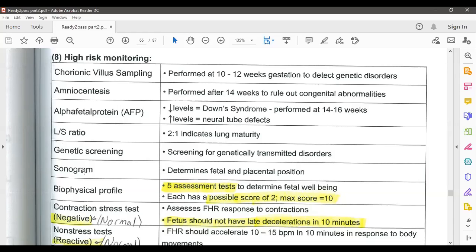Another most important examination we have to do for the patient is called the biophysical profile.